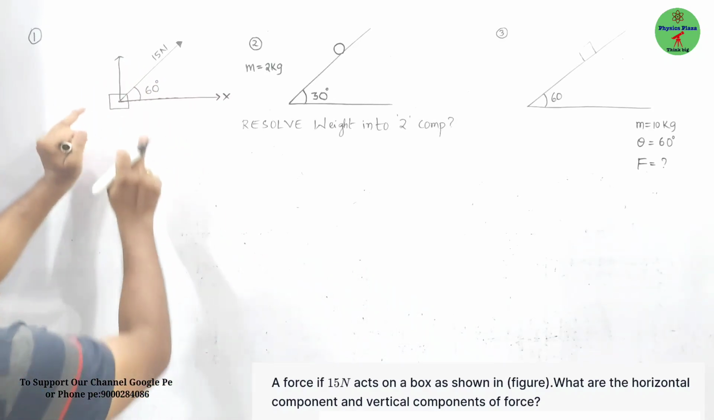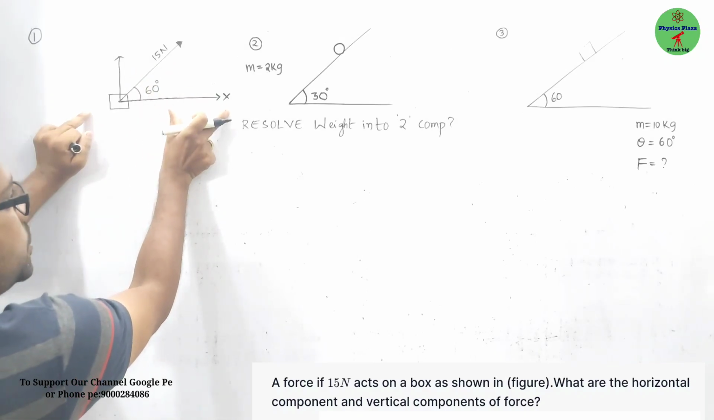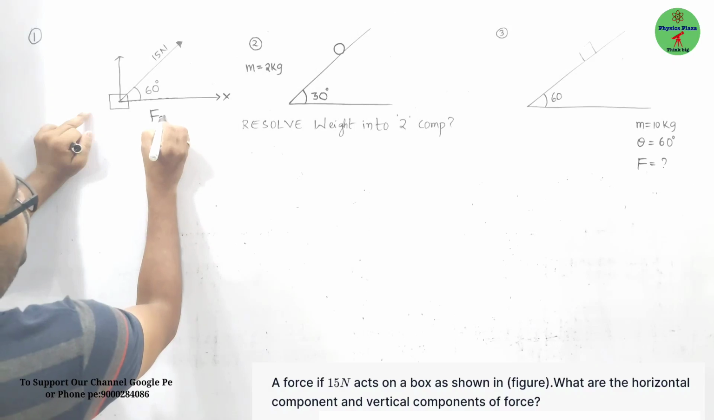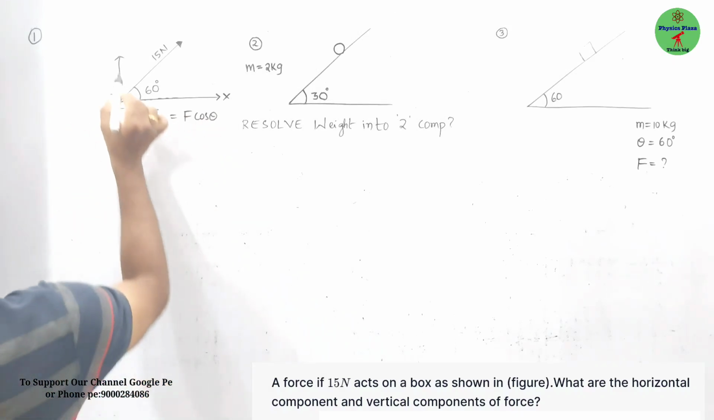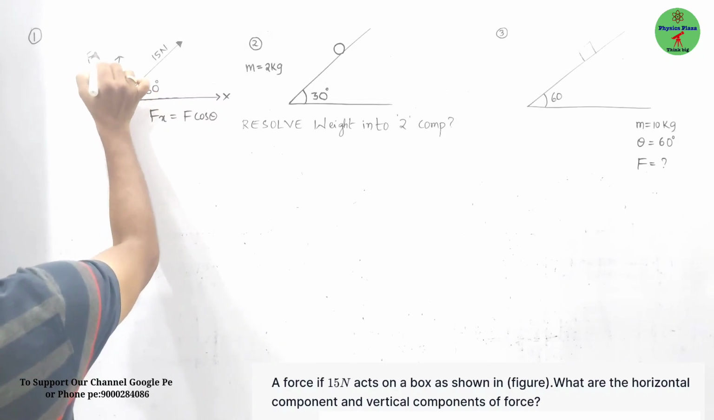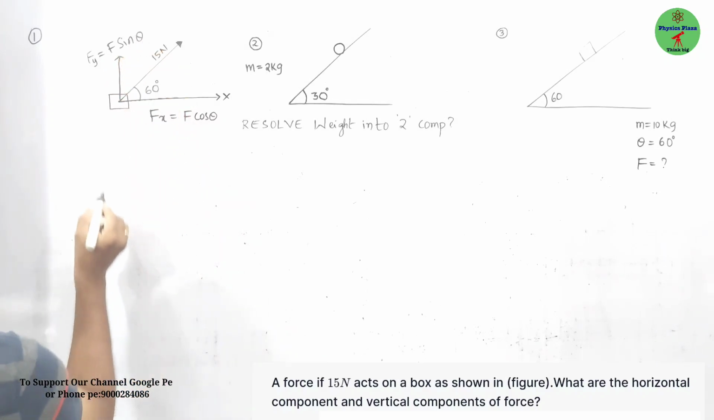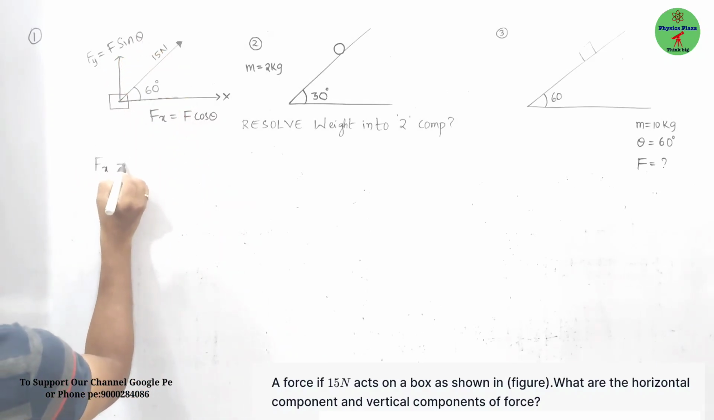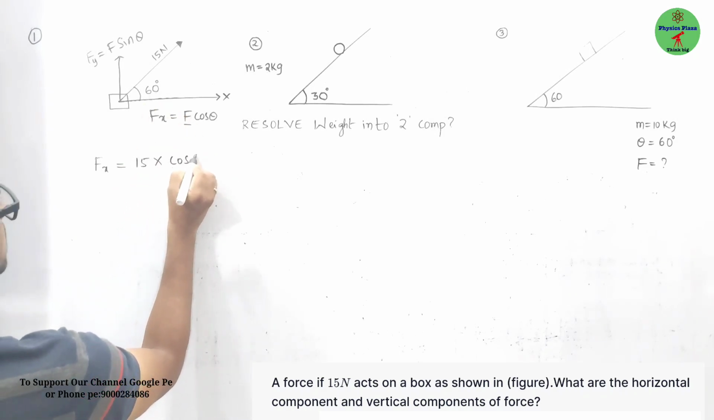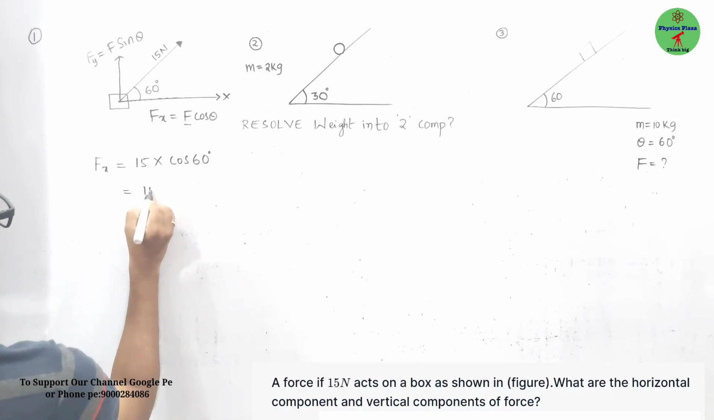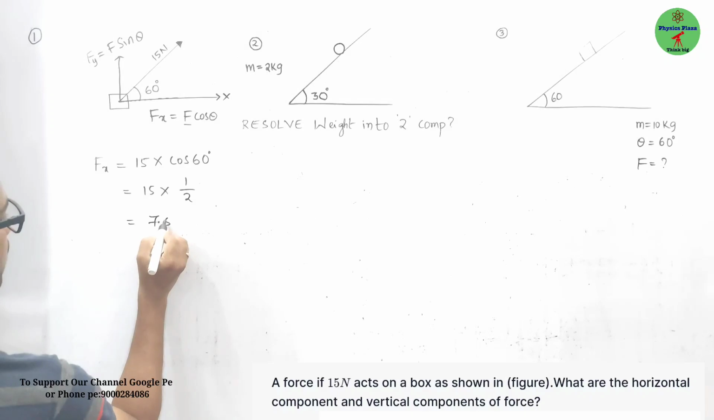Now we know that the resultant vector makes an angle theta with this horizontal axis. So the x component is going to be F cos theta. Now obviously the other component is going to be Fy equal to F sin theta. Now you substitute here: Fx is equal to F, in the place of F you can substitute 15. Now it is cos 60 degrees here. So this is 15 into, children, cos 60 is how much? 1 by 2. So this is 7.5 Newton.